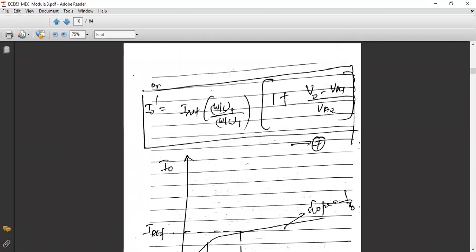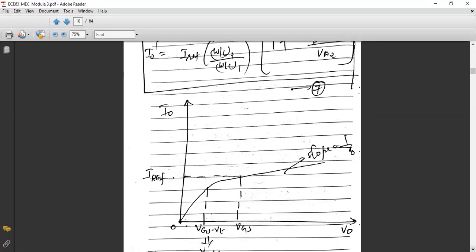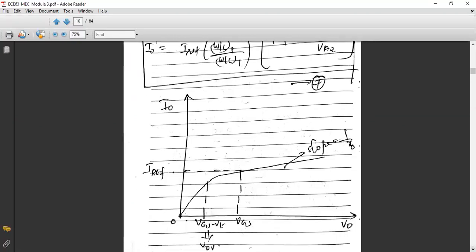So this V0 is going to affect our I0. That variation is graphically represented as shown in this figure. I will again repeat. As you can see in the graph, initially when V0 is very less, I0 is also less. But gradually when you increase V0, you have a corresponding linear variation in the output current.